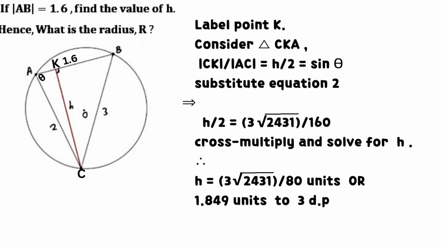Therefore, h equals the product of 3 and the square root of 2431, all divided by 80 in units, or 1.849 units to 3 decimal places.